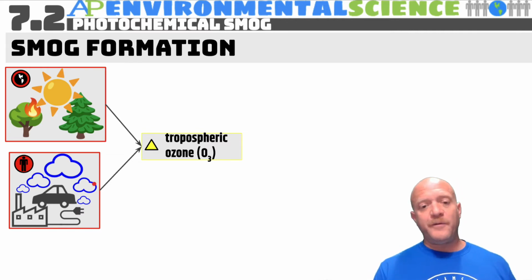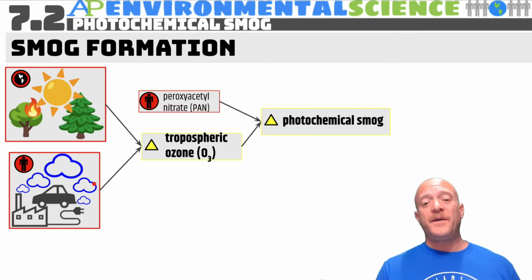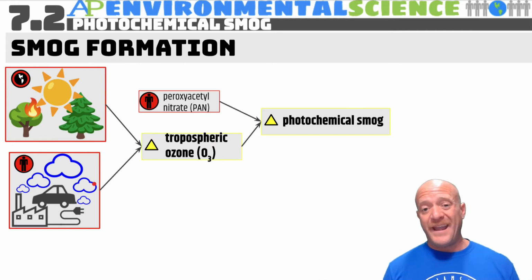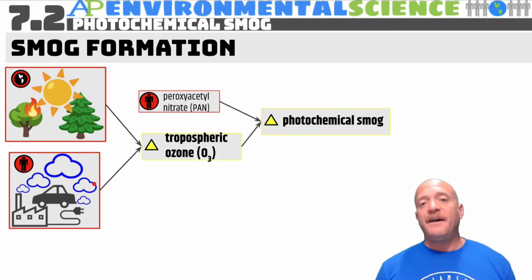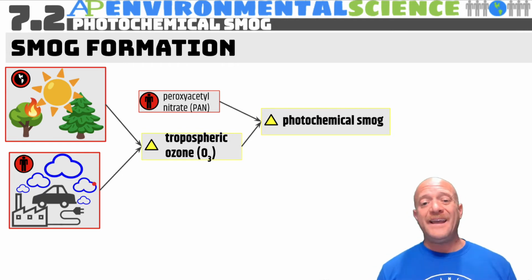And following the steps that I've showed you before, we can contribute to tropospheric ozone. But to get to photochemical smog, you will also have other photooxidants like peroxyacetyl nitrate, or PANs. Now, do you have to understand the chemistry of this? No, but if you ever see PAN, it is a component of photochemical smog. That's why I put this in this video.